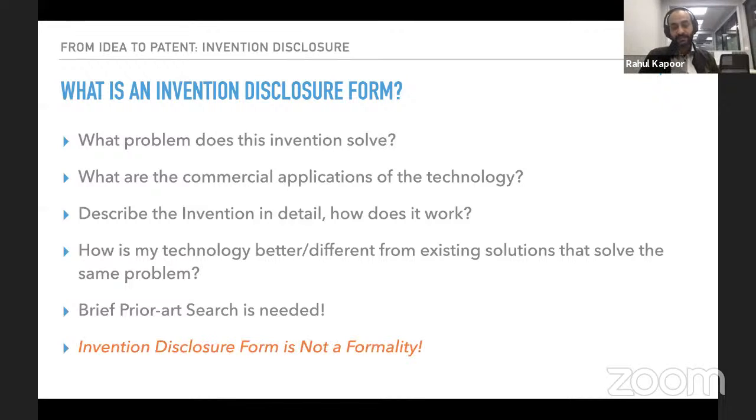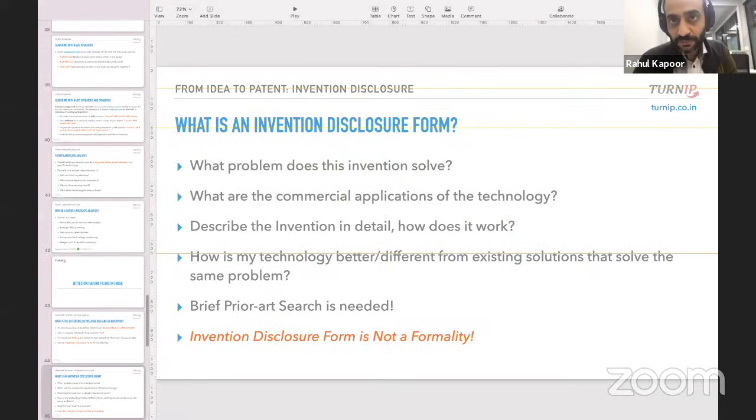And finally, as a summary of what I was trying to tell: the invention disclosure form is not a formality. This is where actual invention happens. This is where actual innovation moves forward. It's a way to push your innovation into something that can in the future be qualified as a patent. So yeah, these are my 2 cents on invention disclosure.